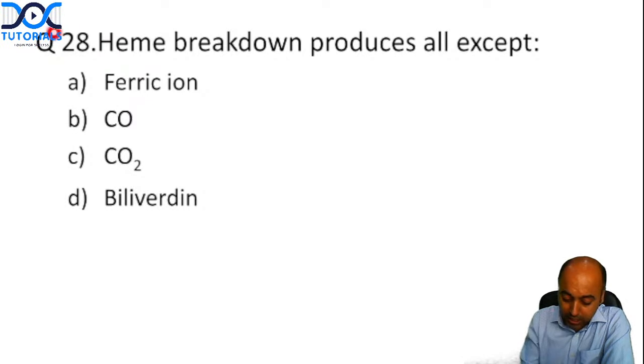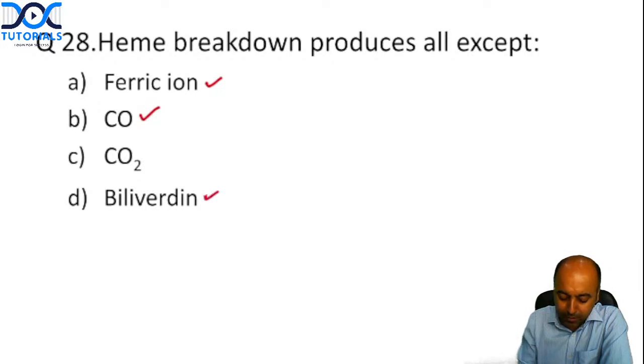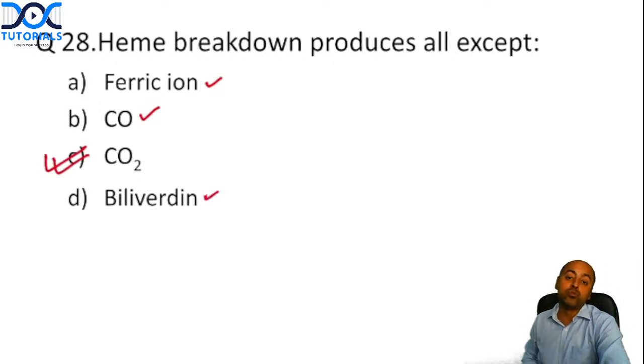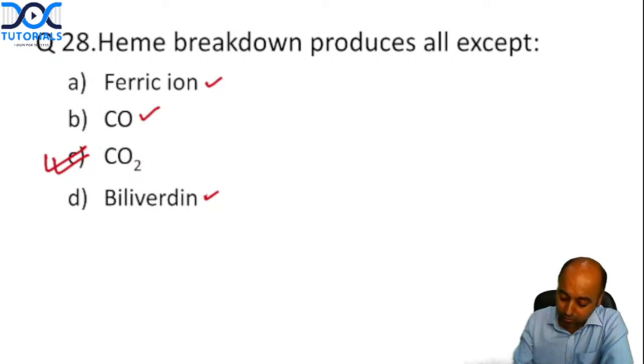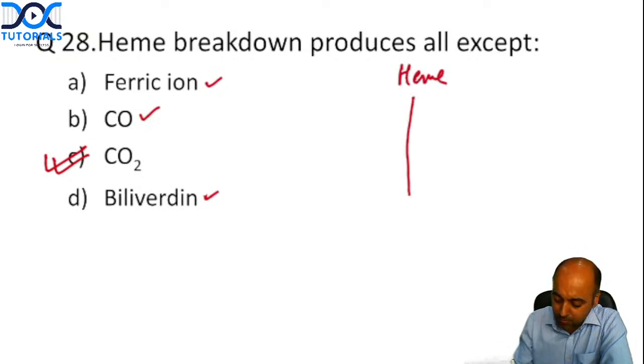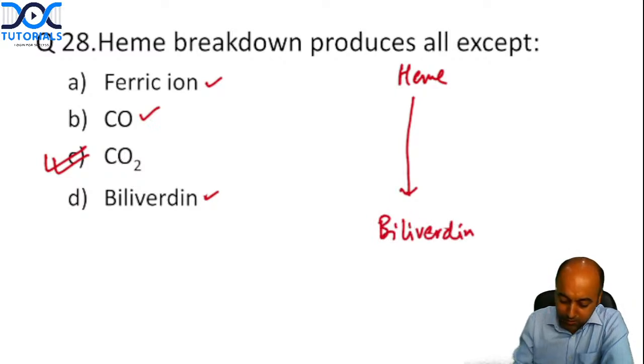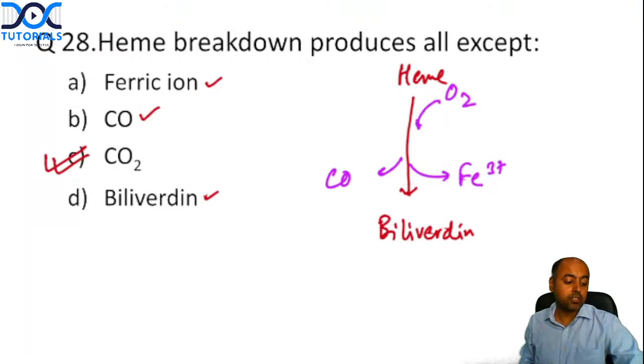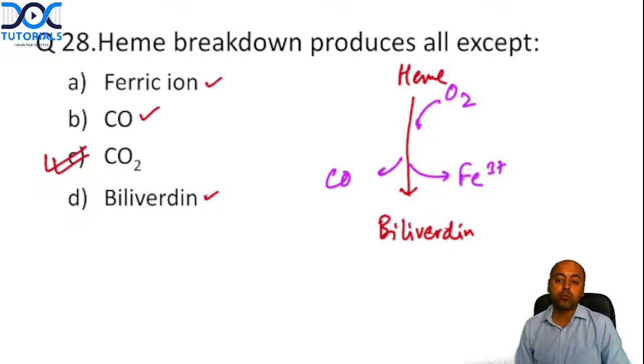Question number 28. Heme breakdown produces ferric ion, carbon monoxide and biliverdin. Carbon dioxide is not produced. So the reaction is something like this. Heme is converted into biliverdin. Along with this, the Fe3+ is released. Oxygen will go in, but what you get is carbon monoxide. Carbon dioxide is not produced, it is the carbon monoxide.